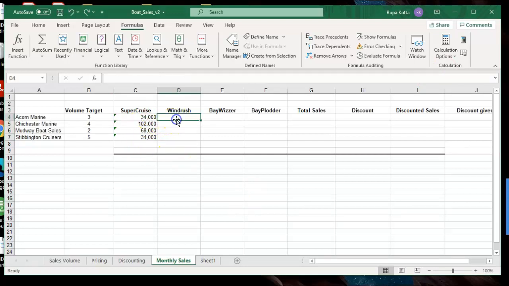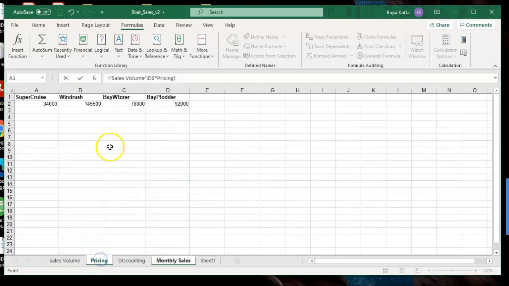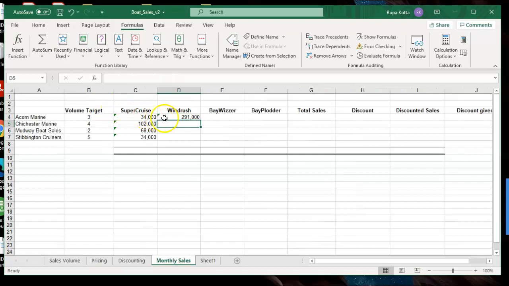Do the same for the Windrush also again. So sales volume for Windrush is in D6 multiplied by the price of Windrush is in B2. Put B2 under absolute referencing because price is not changing, and copy paste it until D7. Okay, so like this continue doing for the other two also.